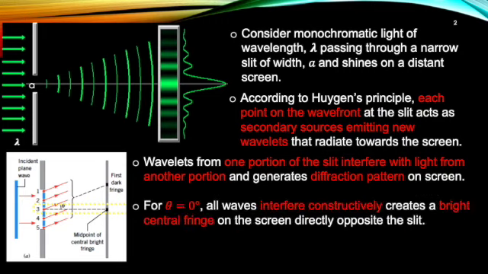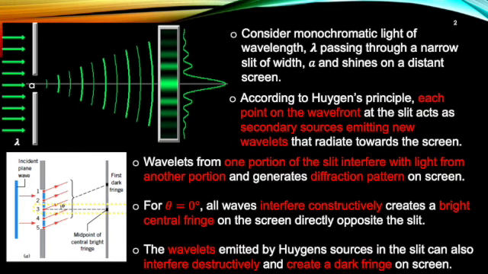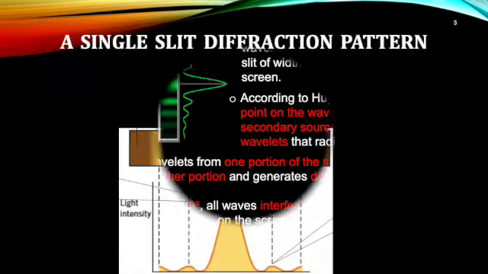patterns on the screen. For θ equal to 0 degrees, all waves interfere constructively and create a bright central fringe on the screen directly opposite the slit. And then the wavelets emitted by Huygens sources in the slit can also interfere destructively and create a dark fringe on the screen.